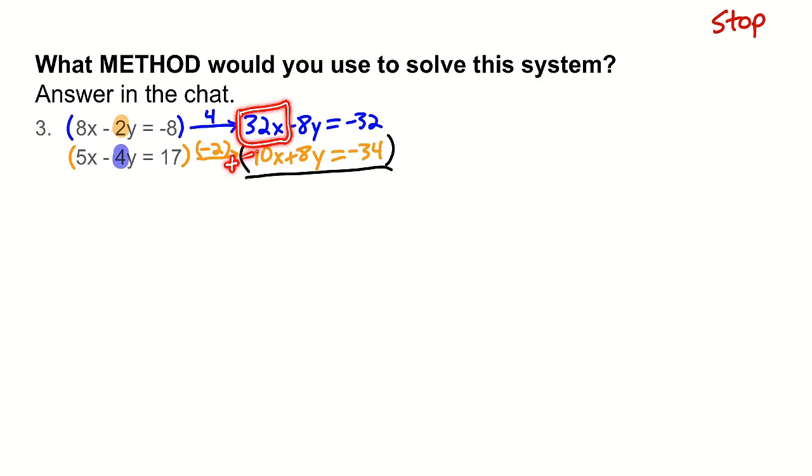32x plus a -10x is going to be 22x. -8y plus a +8y is 0y, but I don't need to write in 0y. Equals, I got to keep those equal signs in alignment. Negative 32 plus negative 34 is negative 66. Now I can divide by 22 to isolate my x, and I get x is equal to negative 3.